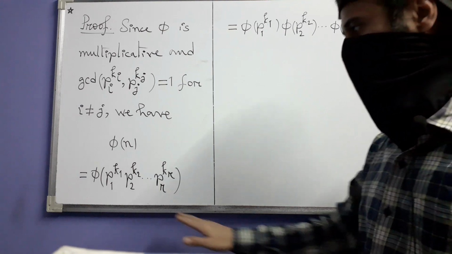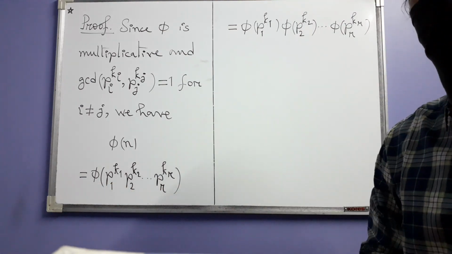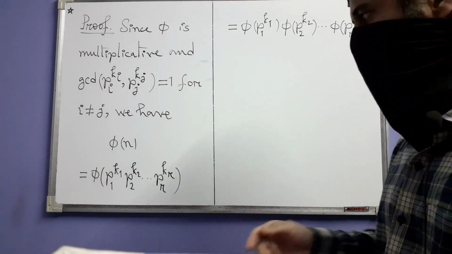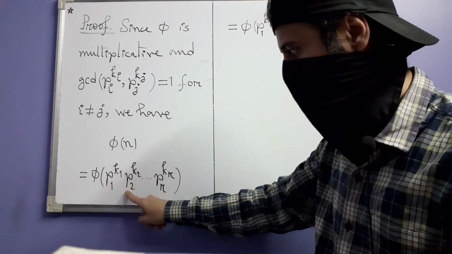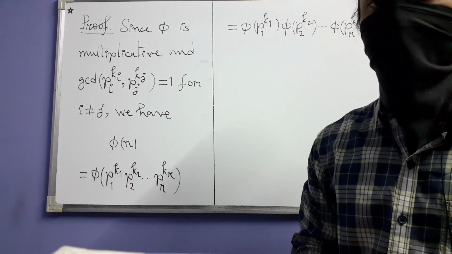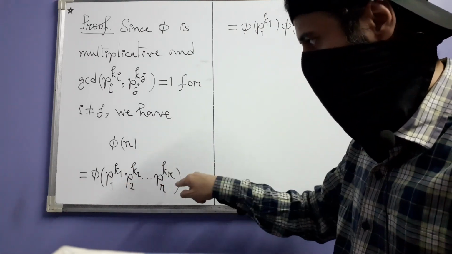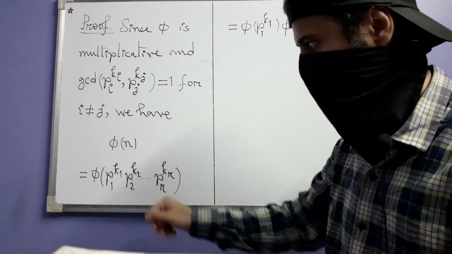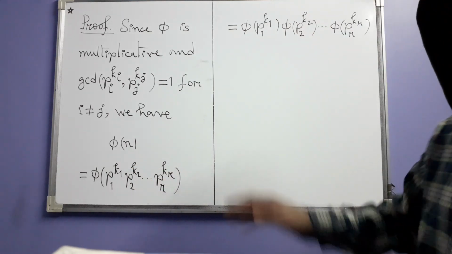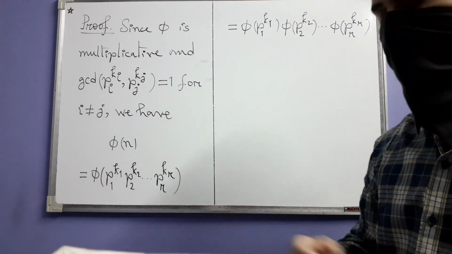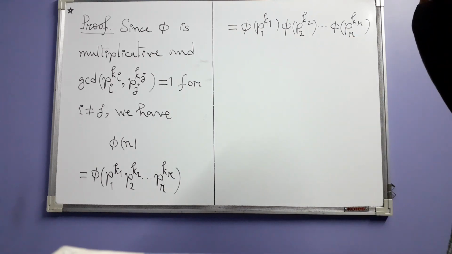If you are wondering how we can distribute phi over this product like this, you do it in steps. First you note that p1 to the power k1 is relatively prime to this product. So there you distribute phi once, you write this phi value as phi of p1 to the power k1 times phi of the rest. Then you continue this process. So that's how you get it. You can do it by induction also, it's a simple thing. So I just simply wrote like this.